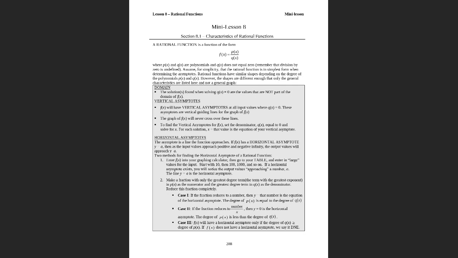Now, what about the horizontal asymptote? There are some cases that you should always remember.